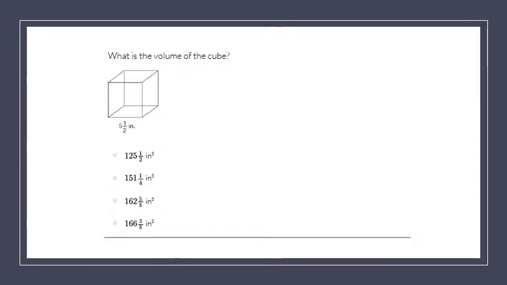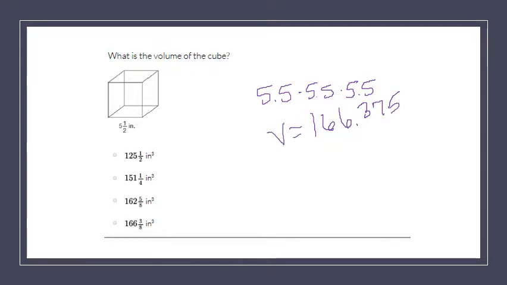Okay, what is the volume of this cube? So you're just going to do the same thing. 5.5 times 5.5 times 5.5. And you get 166 and 375 thousandths, or 166 and 3/8, and that is inches cubed.